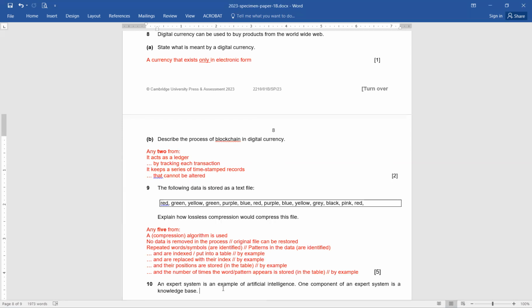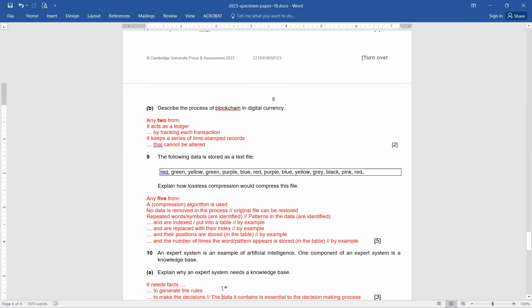So in this manner, all the repeated values are going to be indexed and given a certain value. And then their positions are stored in the table. And the number of times the word or the pattern appears is stored in the table. So again, you can see how many times the word red is occurring, in how many places. So if you have explained it in the proper manner, and now remember, here they are just the key points. You have to learn how to explain your answer, and only then will you be able to score 5 out of 5. Isn't it easy?